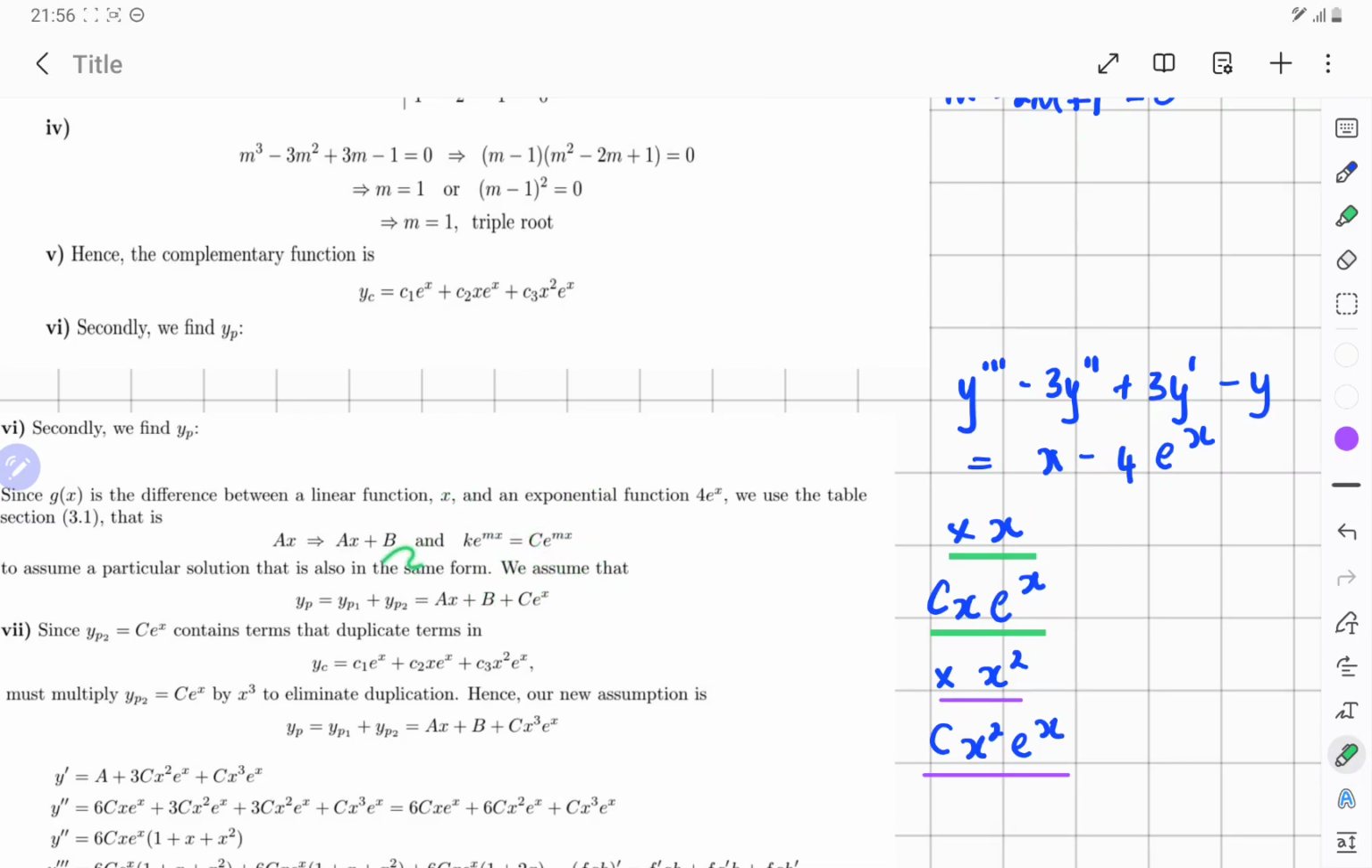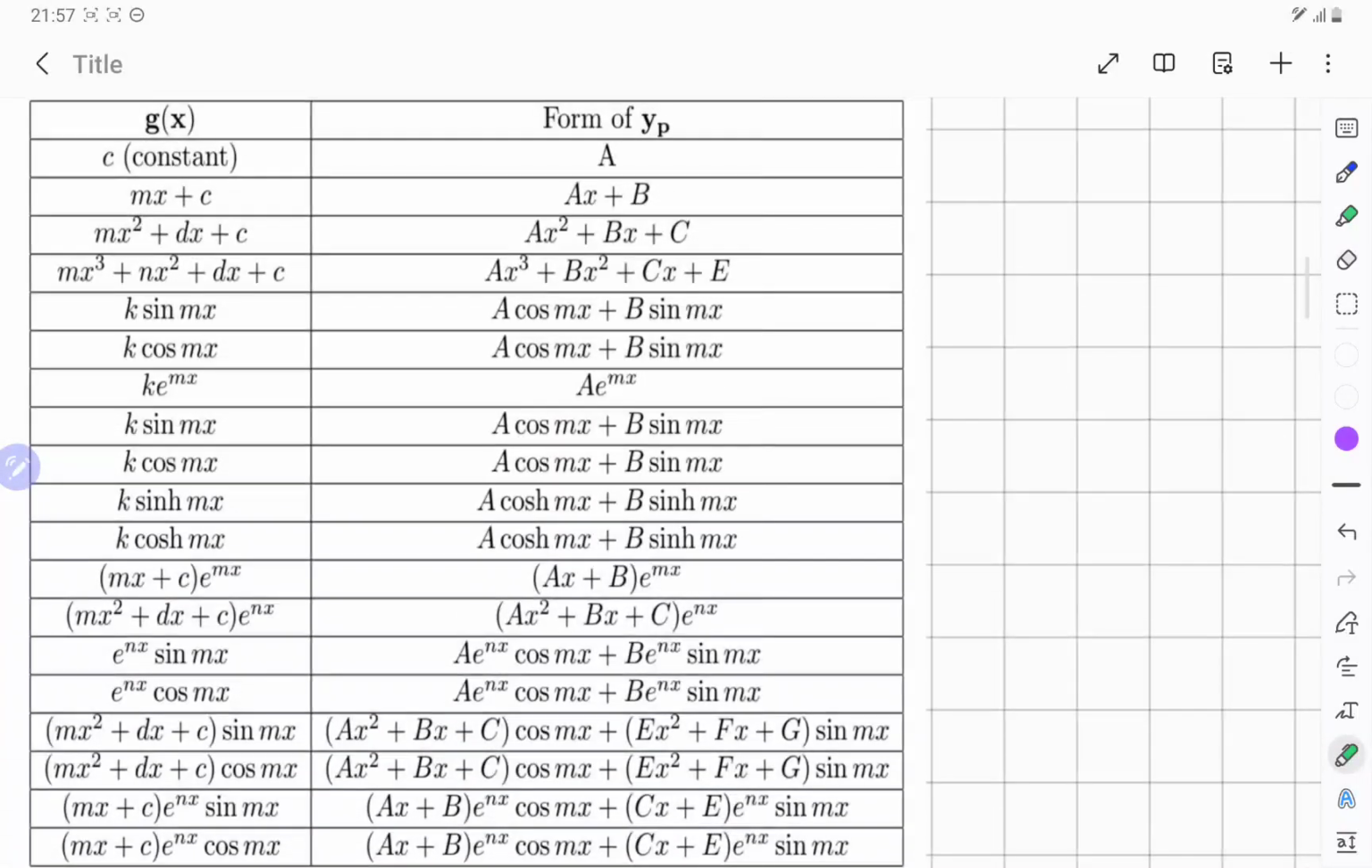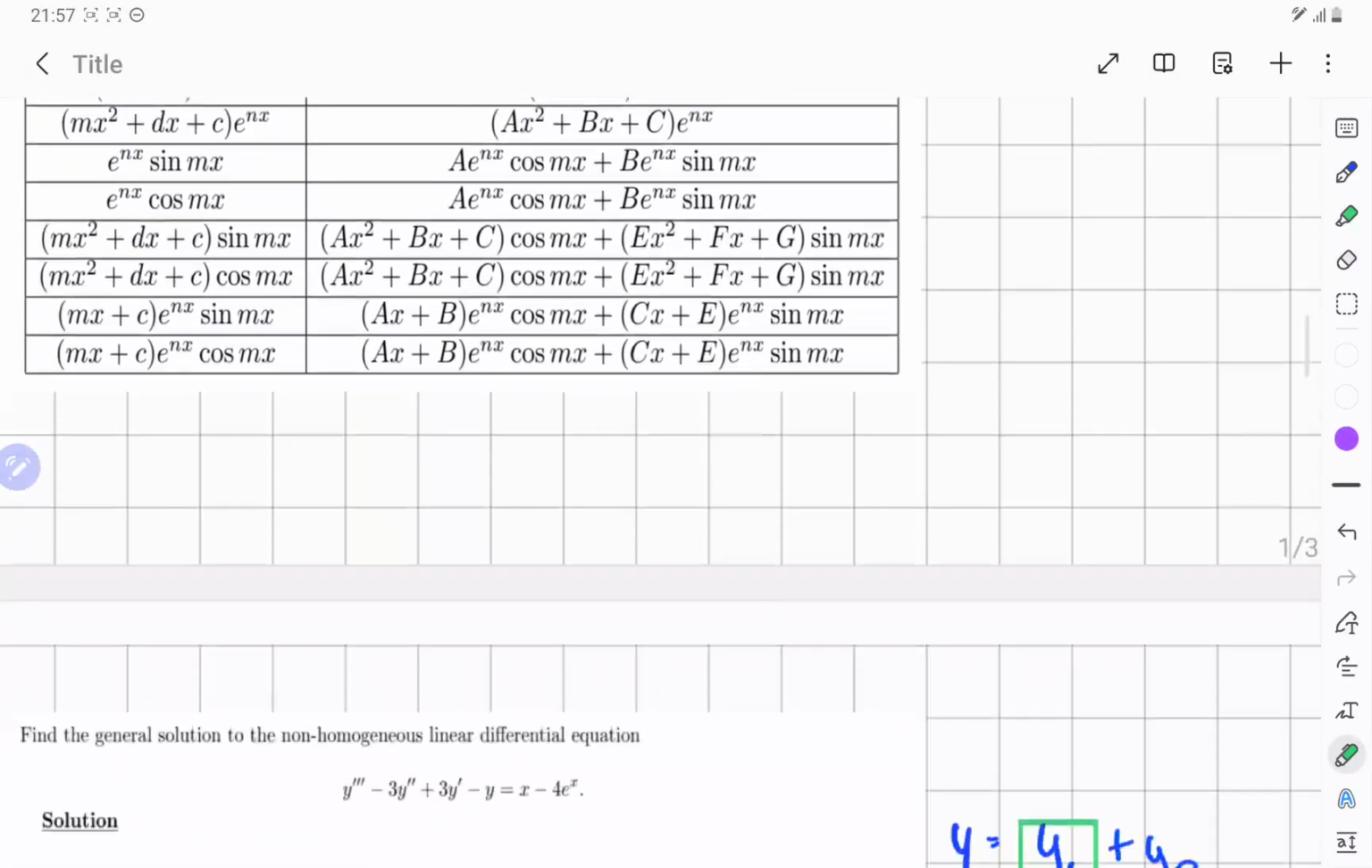Now, if I combine those two, I get ax plus b. Remember, that is the particular form that can be associated with this linear form. And then I have c e to the x. That is my y particular from this part of g(x). So there I have my assumed particular form, and that is all from the table. I used the linear form and I used e to the mx.